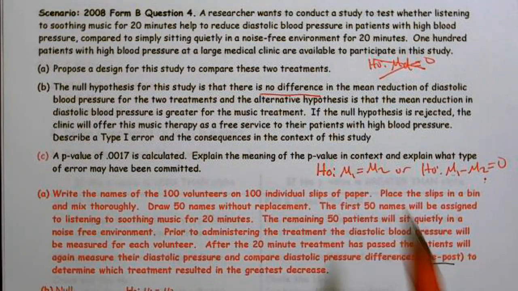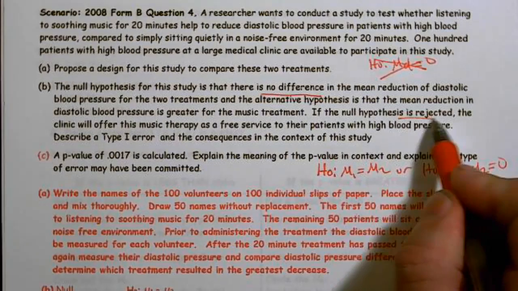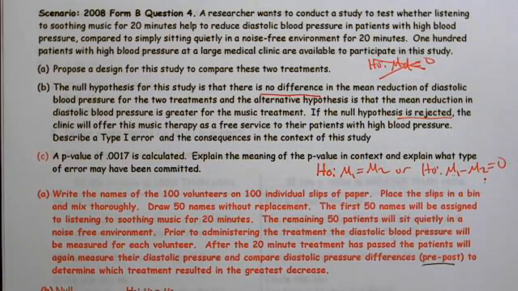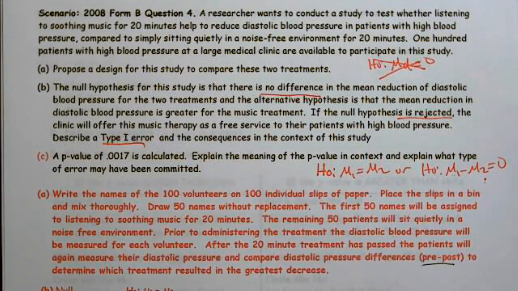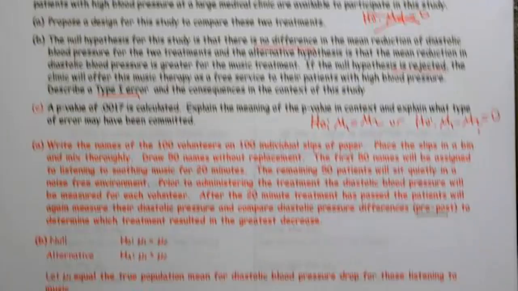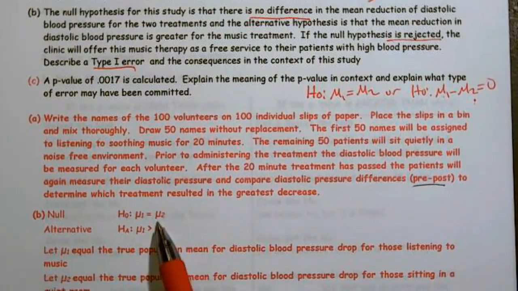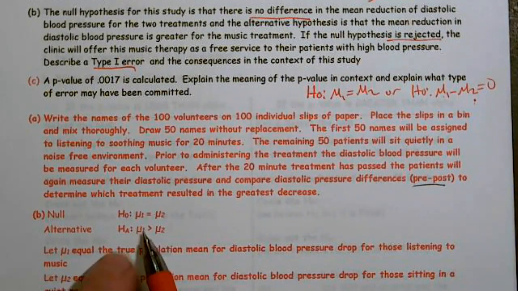If the null hypothesis is rejected, well, if we reject, that means we had a small p-value, and the only type of error we could have committed is a type 1. The clinic will offer this music therapy as a free service to their patients with high blood pressures. Describe a type 1 error. They're saying, hey, we rejected, so the only one you could have done is a type 1 and the consequence in the study. Well, here we have mu1 equals mu2, and that's what we said with the recipe.